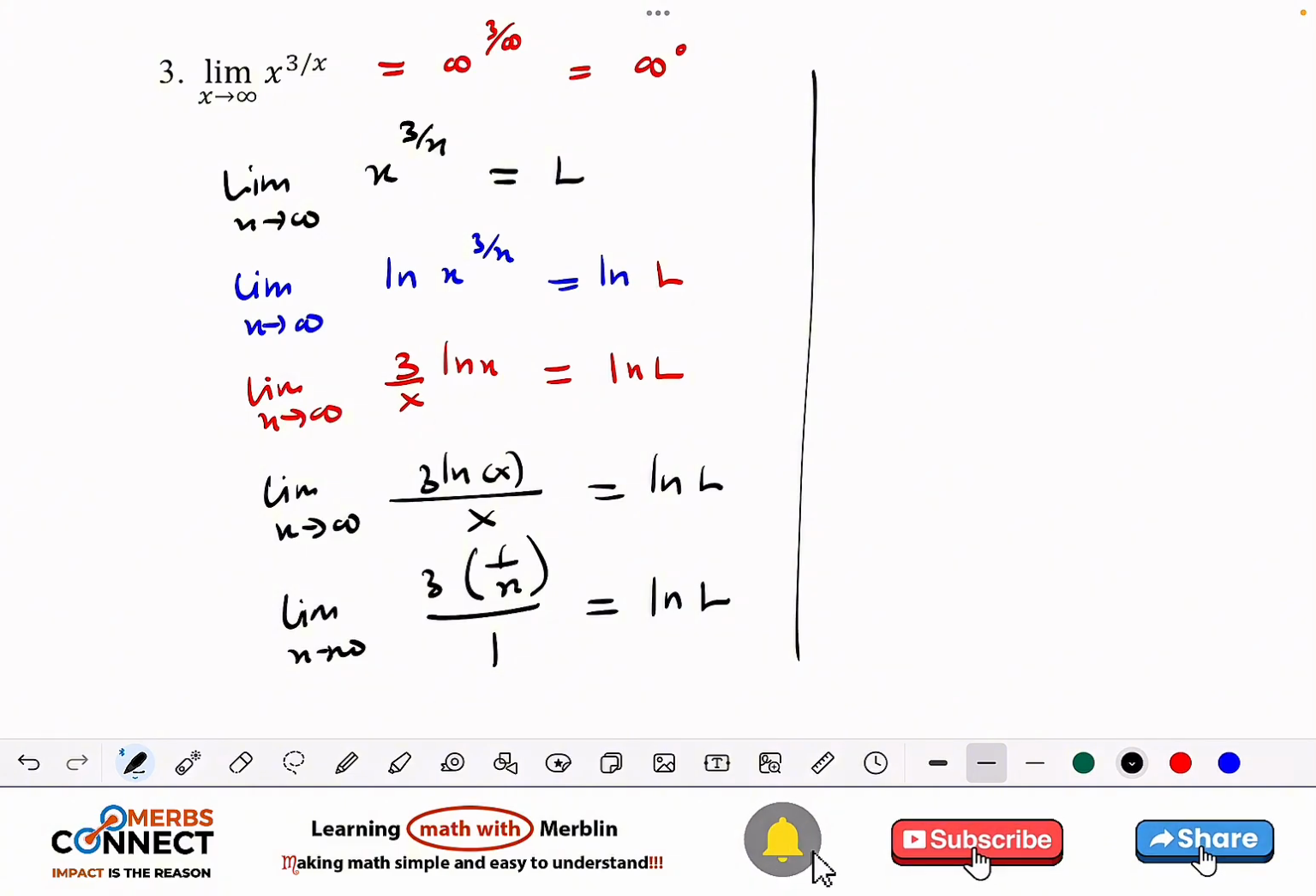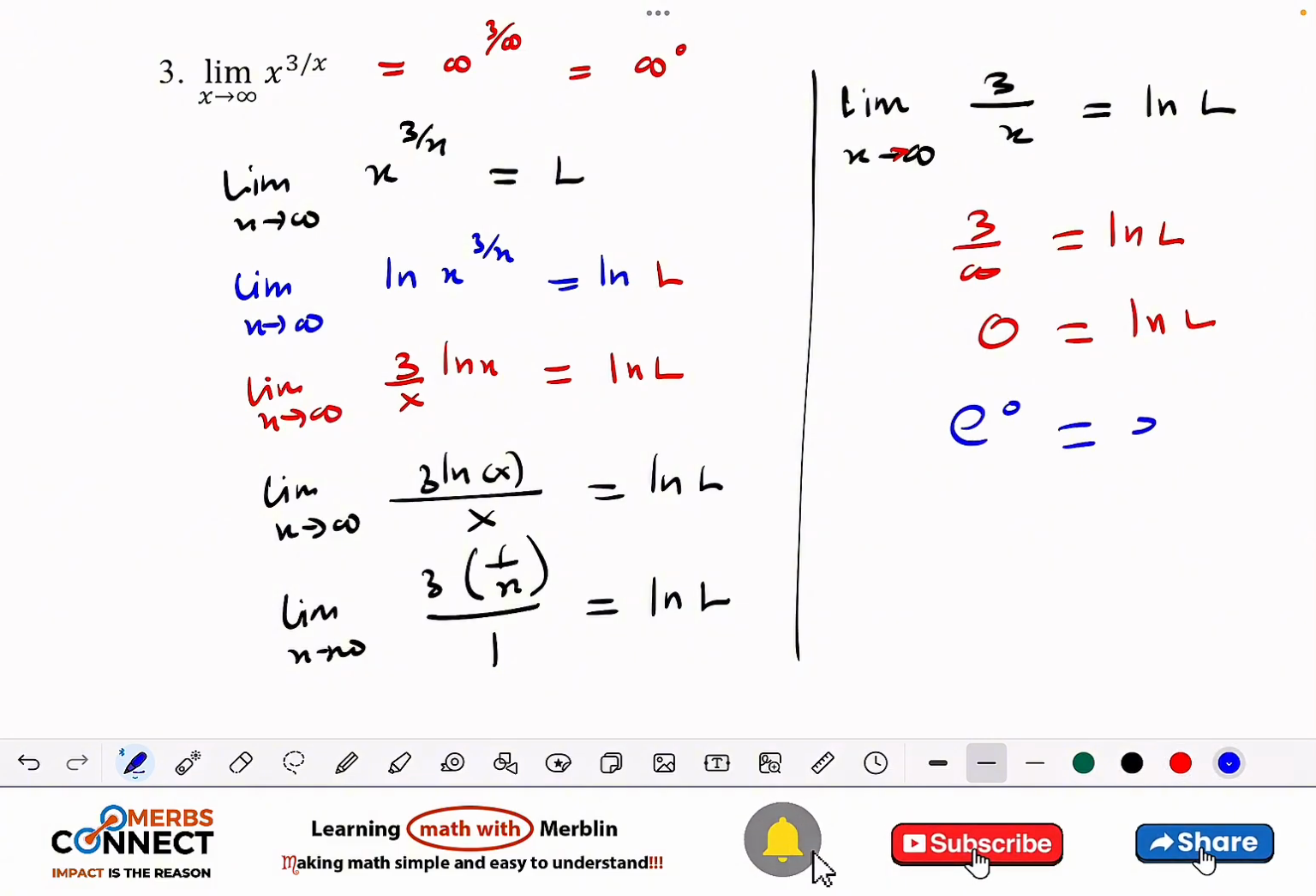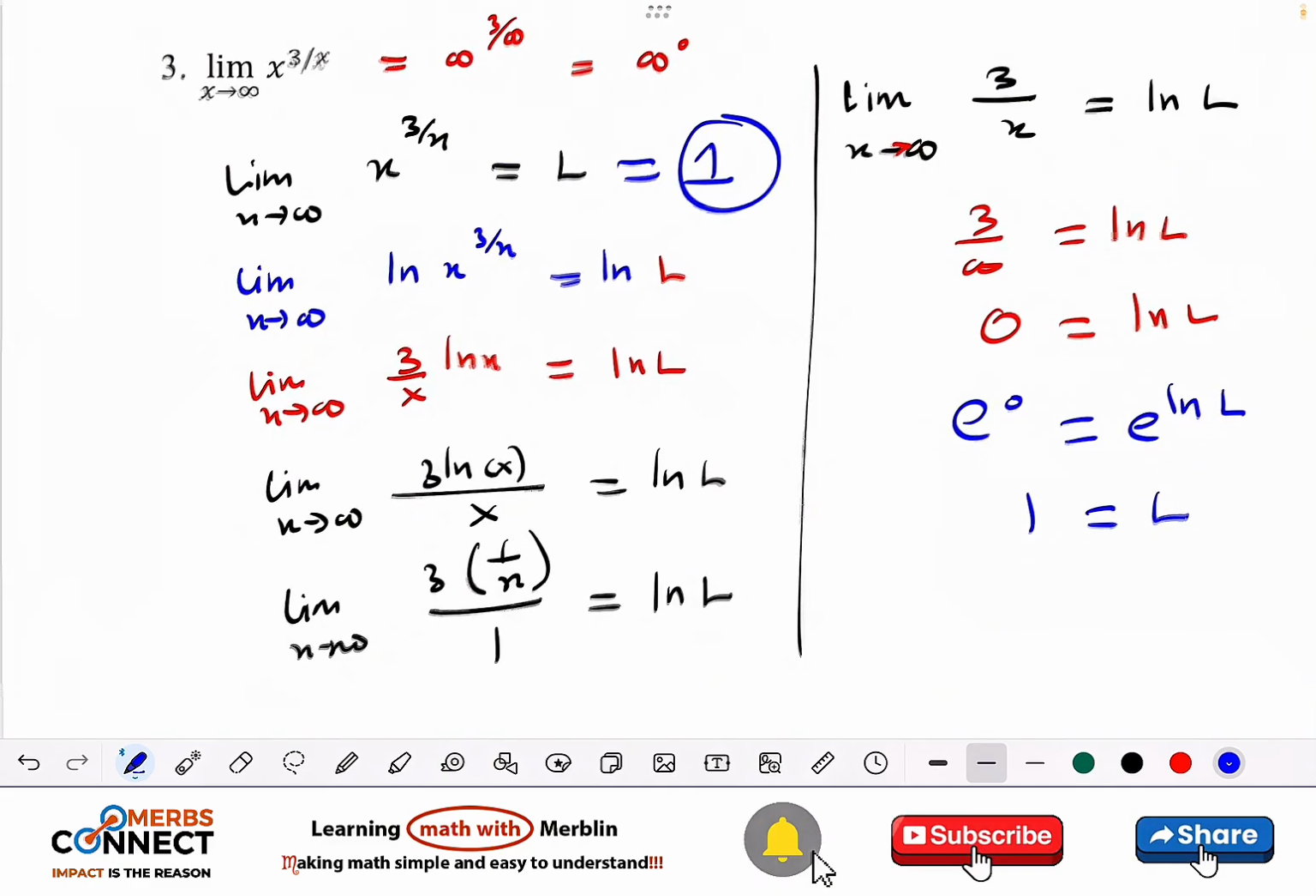Let me continue from here. Simplify. We get limit as x approaching infinity of 3 divided by x is equal to the natural log of L. And then plug in infinity. We are going to get 3 divided by infinity, which is 0. Pick e on both sides, and your L is going to be 1. So this limit is also equal to 1. So it's very simple.